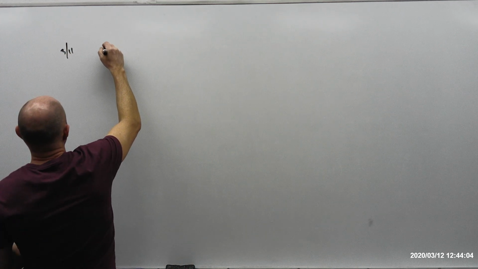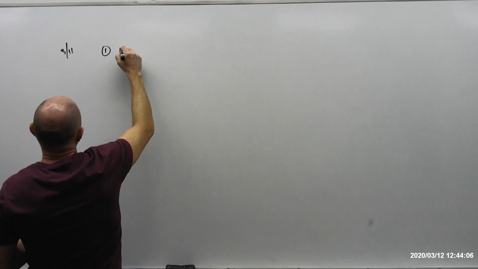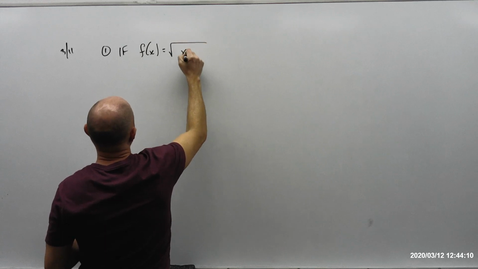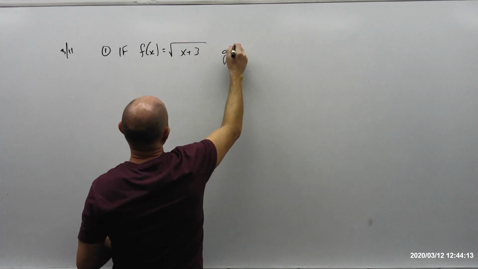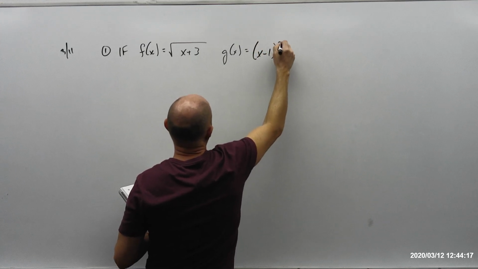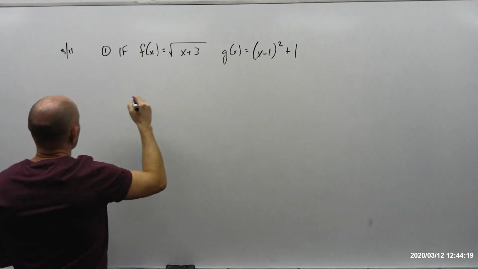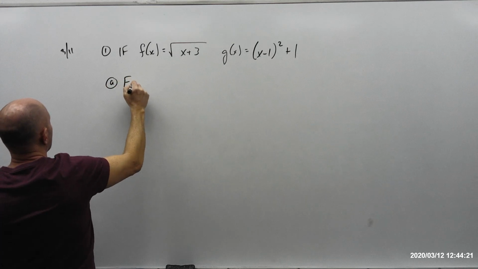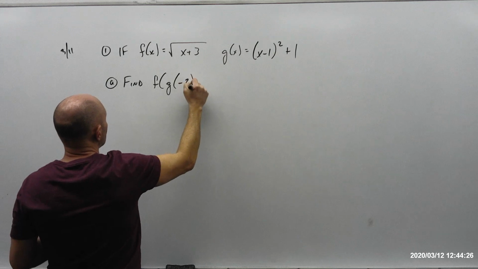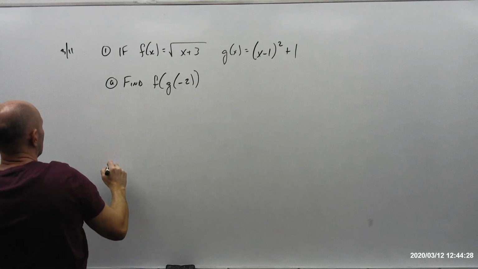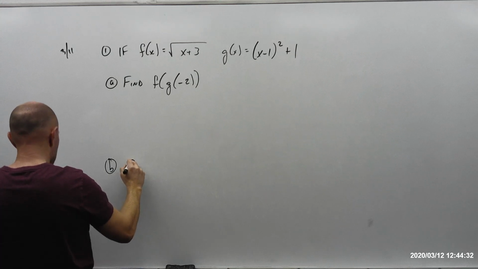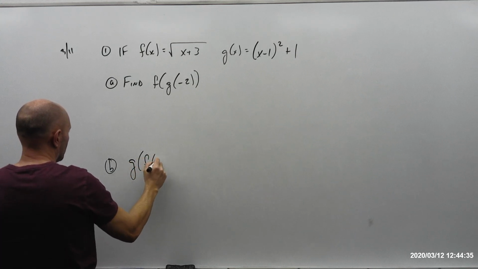So the first one is our composite function. If f of x is equal to the square root of x plus 3, and g of x is x minus 1 squared plus 1. So for A, we want to find f of g of negative 2. And part B is find g of f of 6.